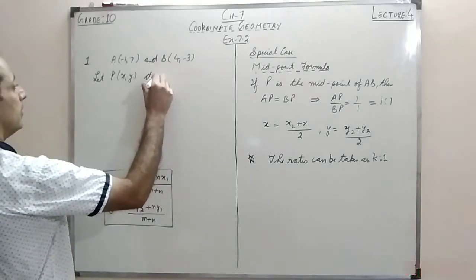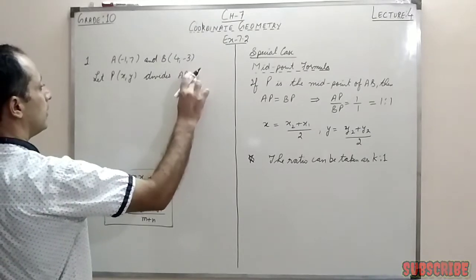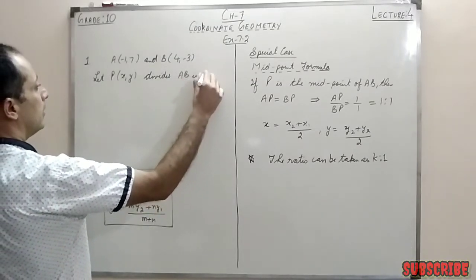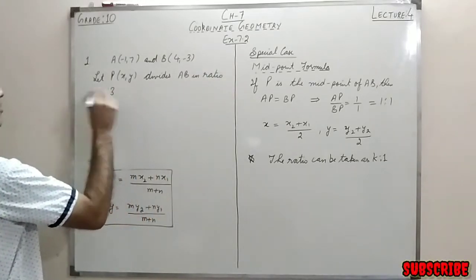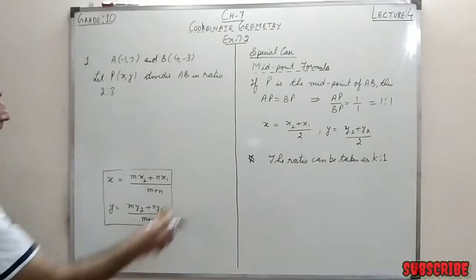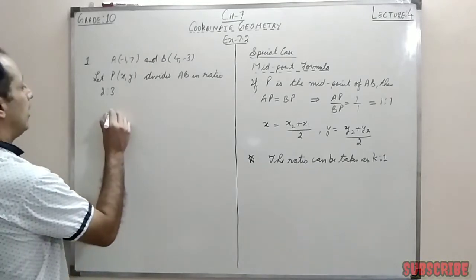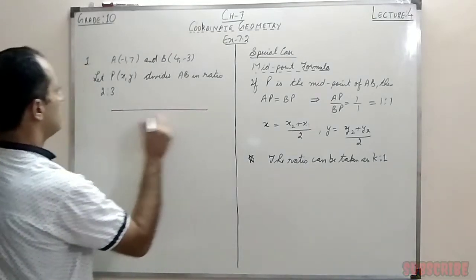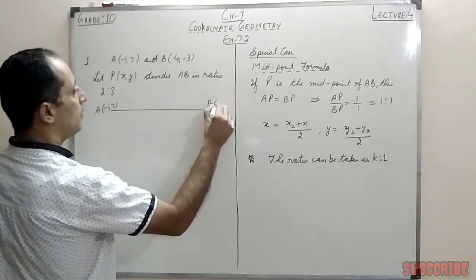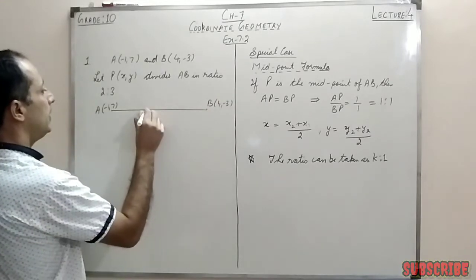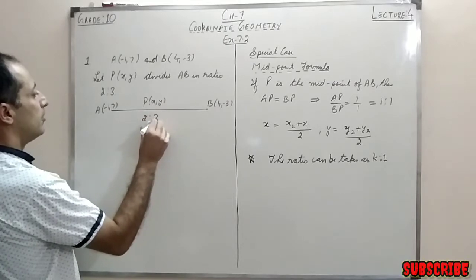So we suppose let P(x, y) divides AB in the ratio 2:3, right? Now, if I draw a line, suppose A is here, (-1, 7), and B is (4, -3). I take P in the middle, P(x, y), and the ratio by which it divides the line is 2:3.